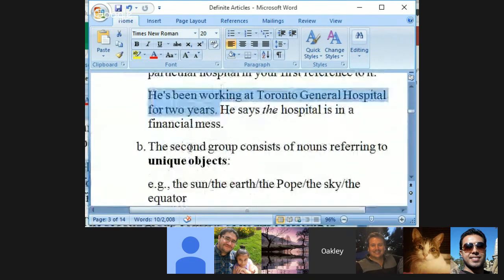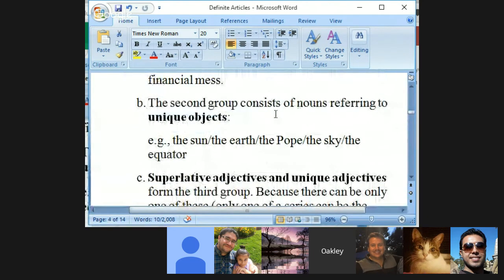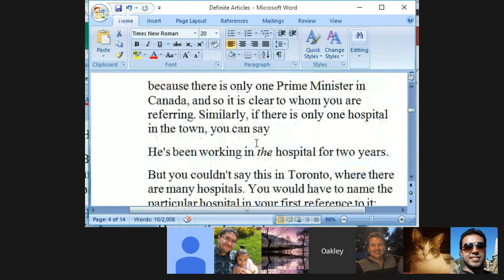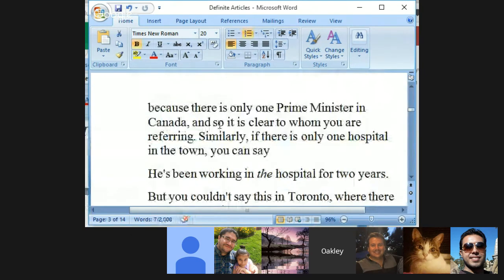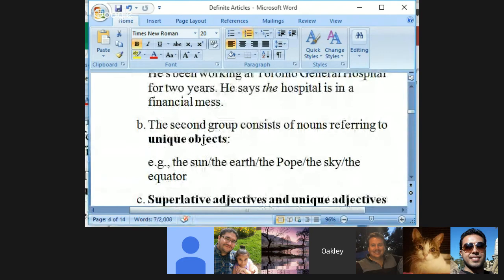No. All right. Onward. The second group consists of nouns referring to unique objects: the sun, the earth, the Pope, the sky, the equator, and probably Carlos's example, the future. There's only one. Very similar to the idea that you can assume the shared knowledge. We all know the sun. We all look up in the sky. We all see the same sun. So similar concept. Unique objects.